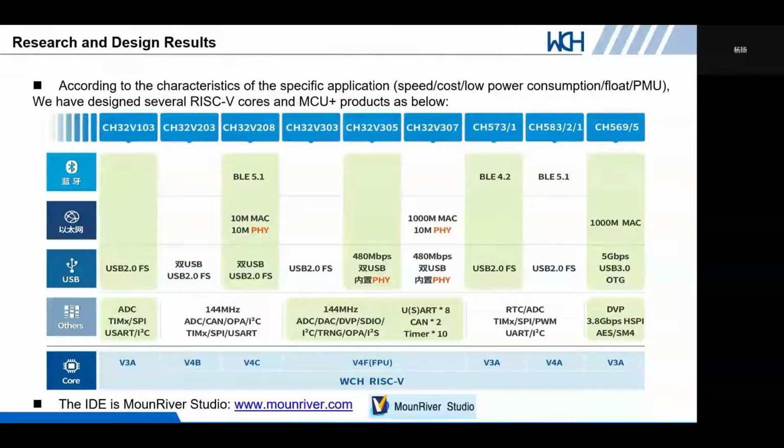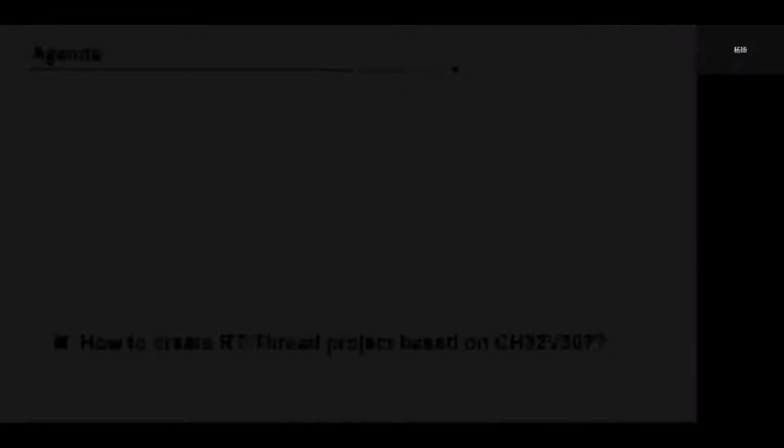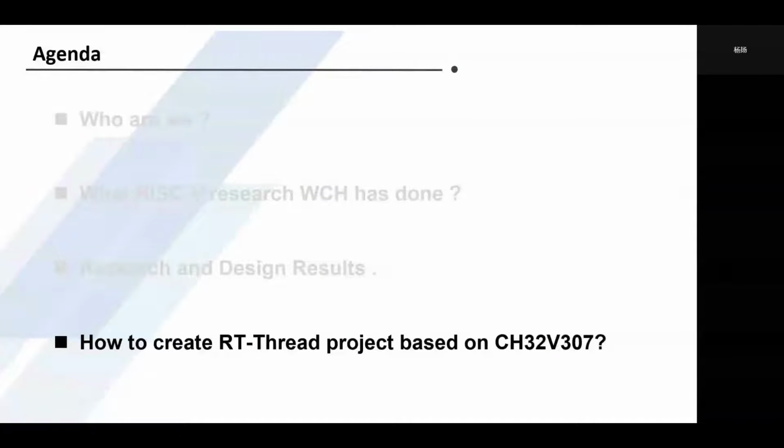At present, the monthly shipment of MCU products with RISC-V core has reached the KK level. Finally, I will introduce how to create an RT-Thread project based on the V307 chip.